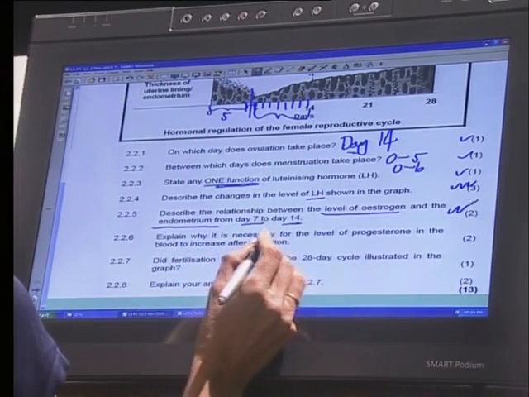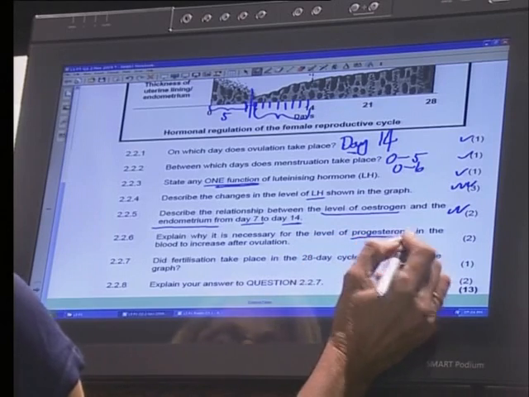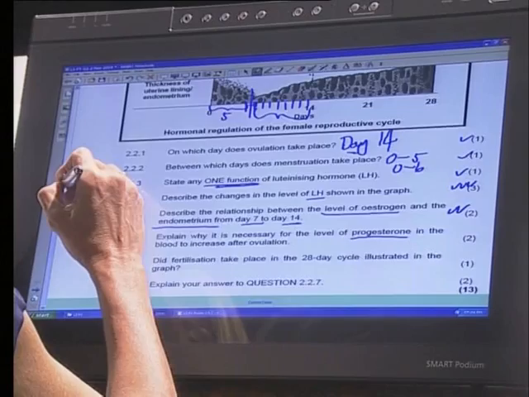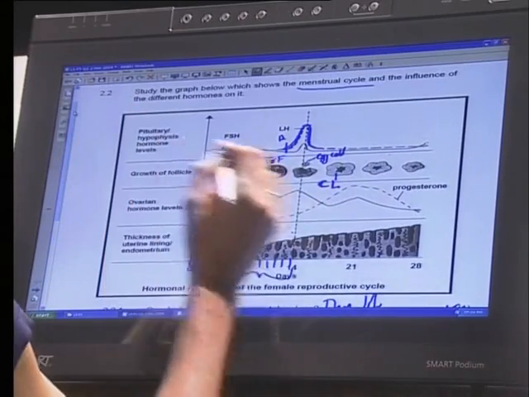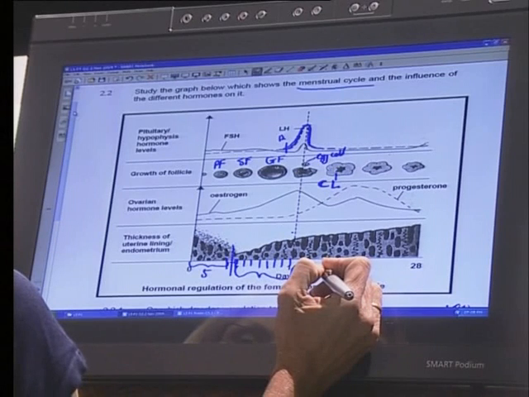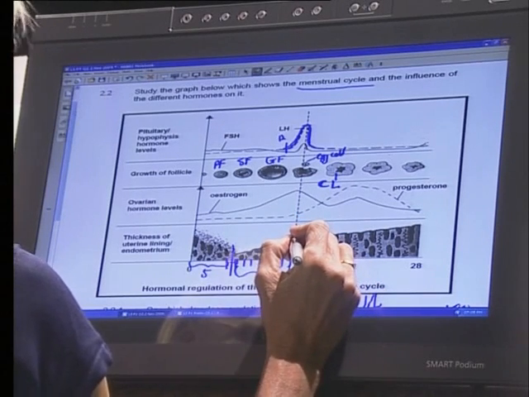Explain why it is necessary for the level of progesterone in the blood to increase after ovulation. Now remember, what does progesterone do? What do you think progesterone does? Progesterone, I think it's the one that makes the uterus stay thick. It makes sure the uterus lining stays.